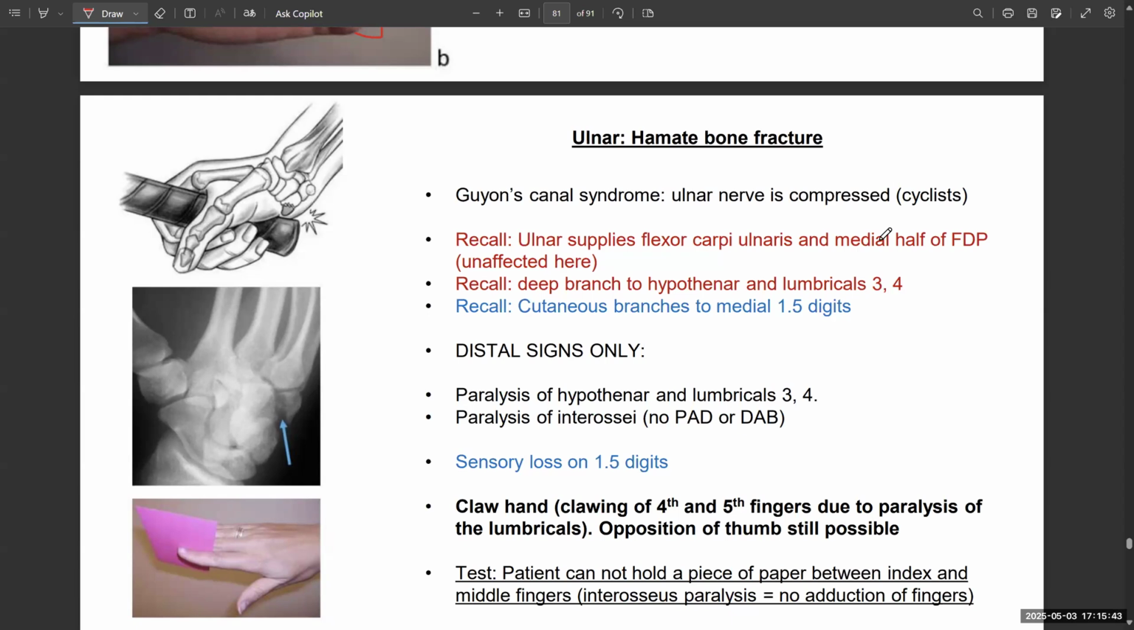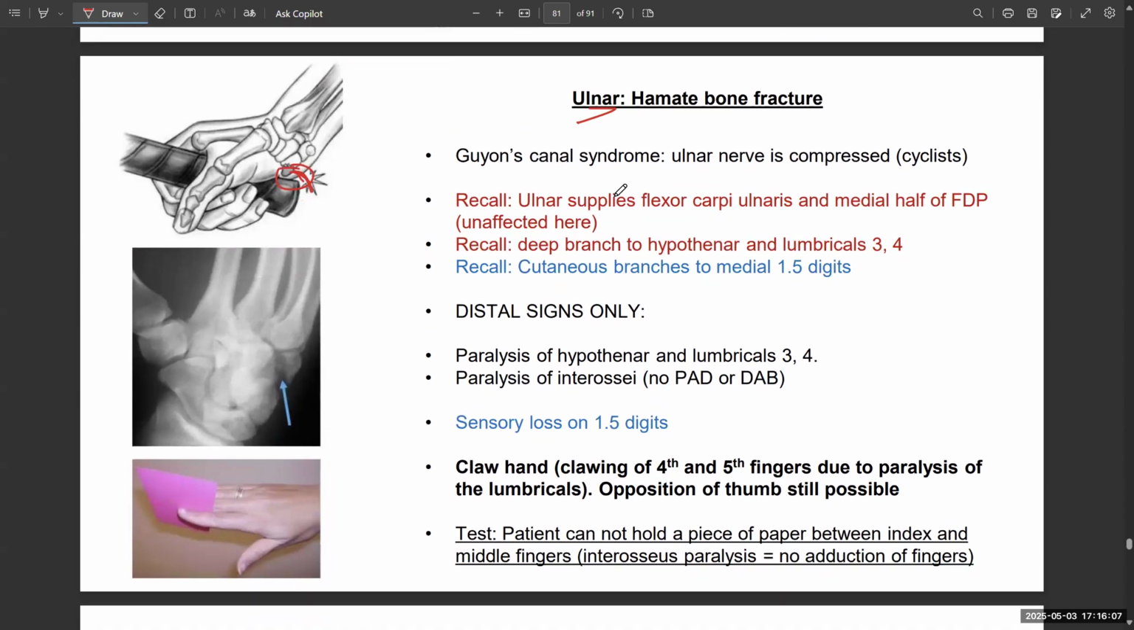Or it could also be due to a ganglion cyst. It could also be fracture of the hook of the hamate. See over here, you have the hand, and this is the medial side. We're holding the hammer, for example. This thing is going to get fractured. So that is what's going to cause the ulnar lesion.